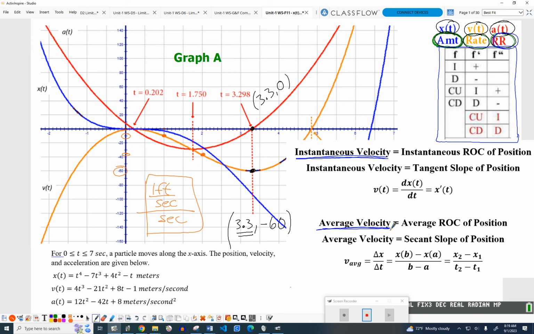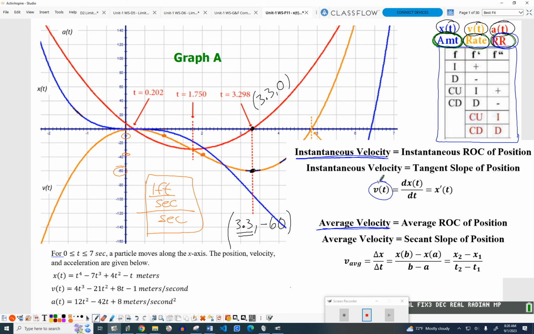Average means what's the rate averaged over time. So an average never takes place at a given moment. An average is over a time period. Instantaneous is always at a given moment. Some symbols that we'll start using, you'll need to memorize these.